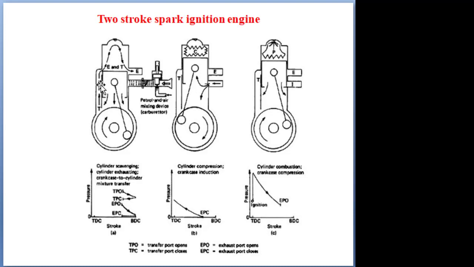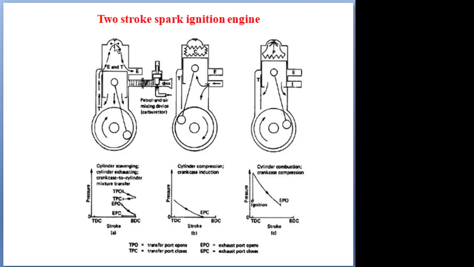Scavenger means cleaner, that's all. By the fresh charge we are throwing out the combusted gas. Then with further movement the piston reaches BDC. Again the piston moves from BDC to TDC. First it will close the transfer port, because the last opening is the first closing. Then with further movement of the piston, it will close the exhaust port. Our compression process will continue.